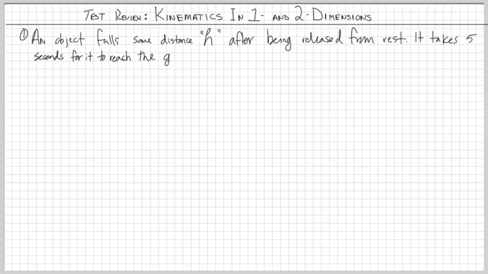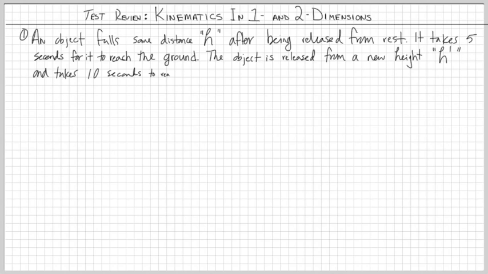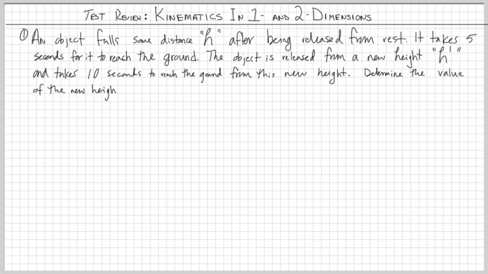So in this problem, an object is falling some distance we call h, that I've put in quotation marks just there, after being released from rest. It takes 5 seconds for it to reach the ground. The object is released from a new height, h prime. That's what that extra little tick mark means up at the top right of the h. That straight line up there means prime, or just some new height, similar to h but different in value. And from that new height h prime, it takes 10 seconds to reach the ground. Determine the value of the new height h prime in terms of h.